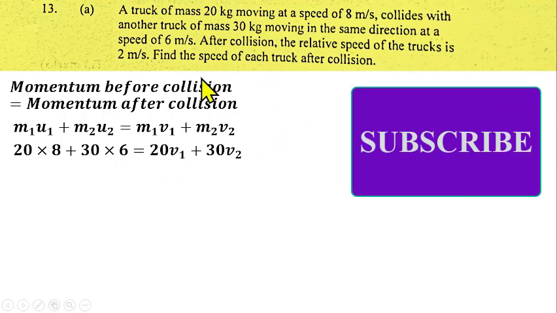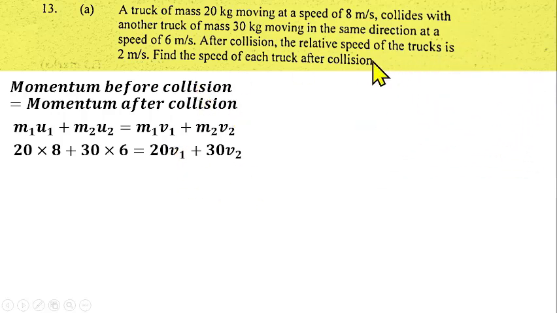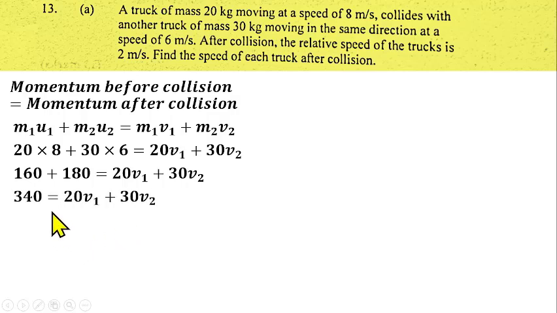Then after collision, we don't know their final velocities, but we are told that the relative speed is 2. We are coming back to that. So after collision it is 20 multiplied by v1 plus 30 multiplied by v2. Simplifying the left hand side, we have 160 plus 180 equals 20v1 plus 30v2. That gives us 340. You can divide through by 10, which gives us 2v1 plus 3v2 equals 34, equation 1.